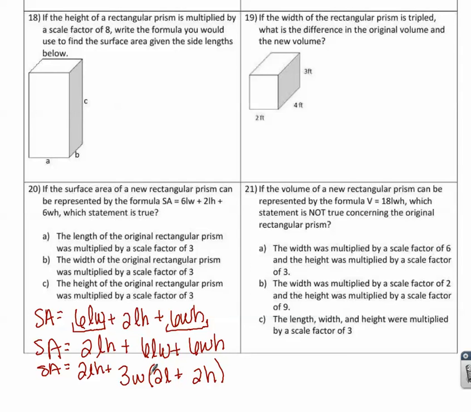So you can see that your formula was tweaked by multiplying the width 3 times. So when you go look at your answers, you want to see which one has the width. This is length. This one's height. So the width has an original rectangular prism that was multiplied by a scale factor of 3. So you may have to rearrange a few things to figure this out.